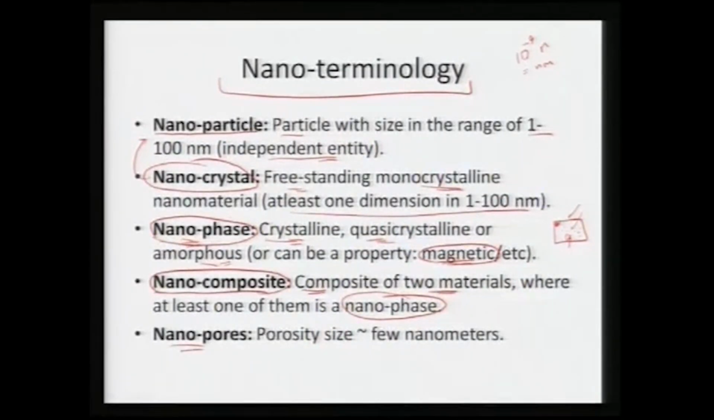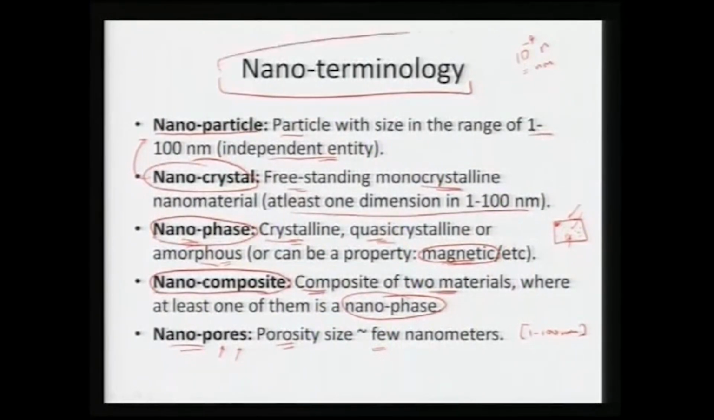Then nanopores. It is a porosity with a size range of a few nanometers, 1 to 100 nanometer. So, it is not only a phase or a freestanding structure or a crystal, it can also have certain pores which are again nano in size, and these can also impart very nice properties. This can be related to the structural colors which arise, as in a peacock feather.